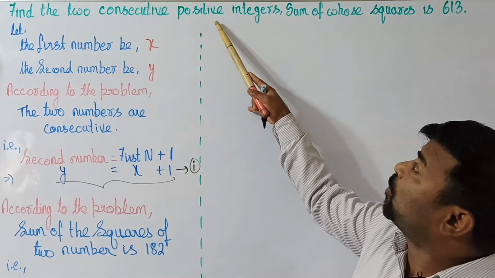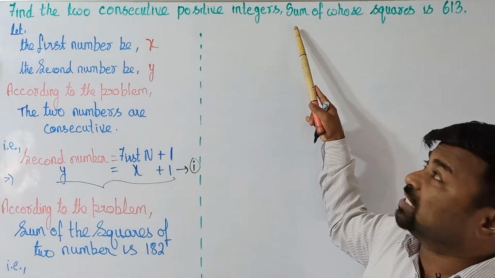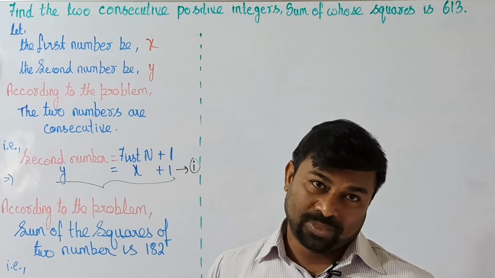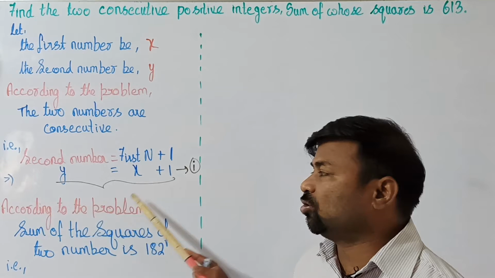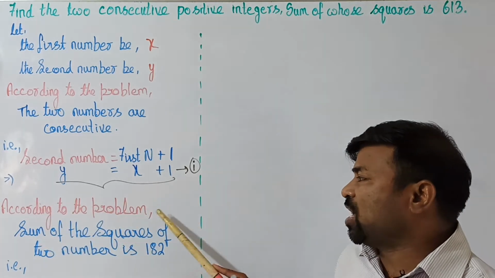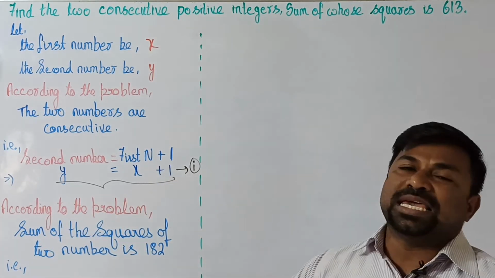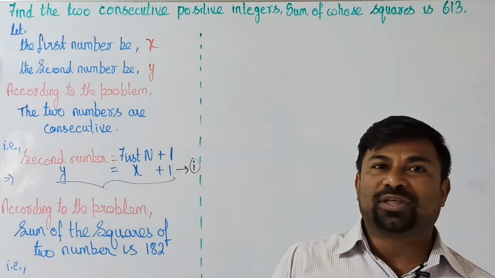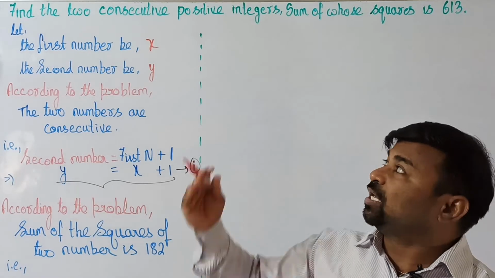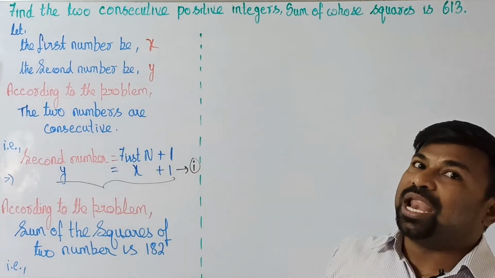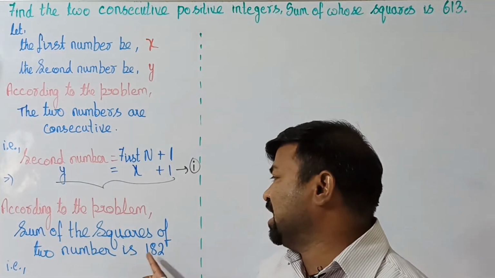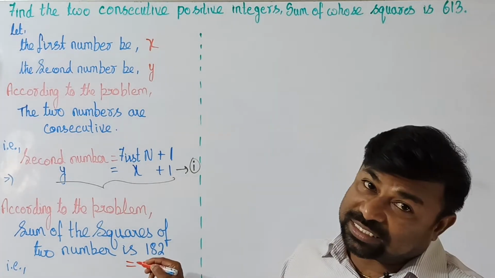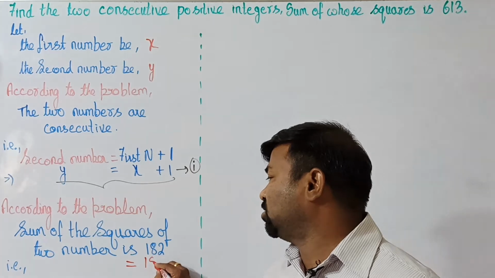What he said, now this is what he has given. According to the problem, sum of the squares of the two numbers is 182. That is what I got from the question. Let me go in a systematic way. Is means equals, that is the symbol, equals 182.